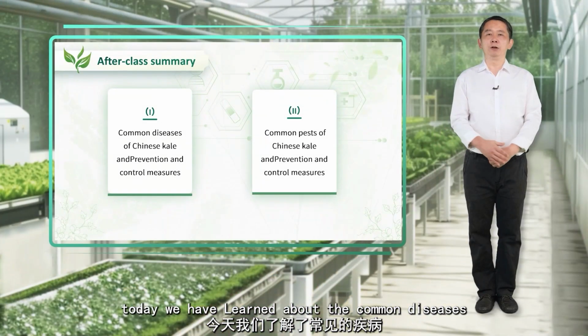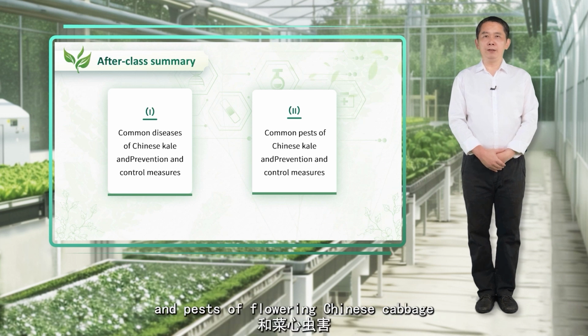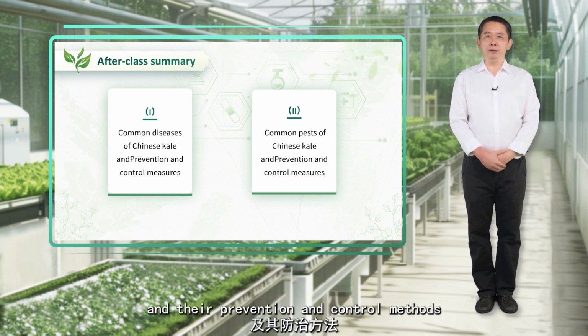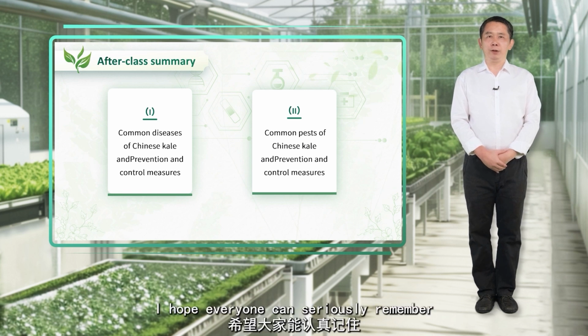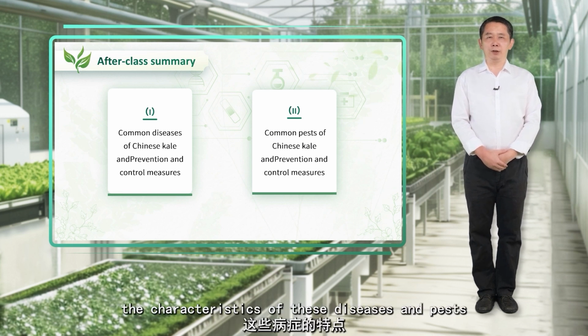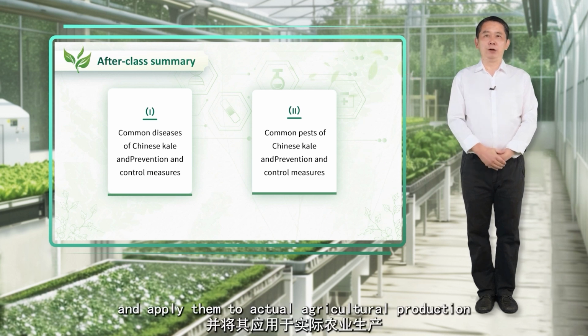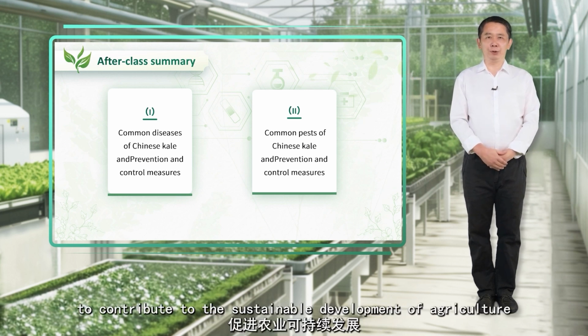Today, we have learned about the common diseases and pests of flowering Chinese cabbage and their prevention and control methods. I hope everyone can seriously remember the characteristics of these diseases and pests and apply them to actual agricultural production to contribute to the sustainable development of agriculture.